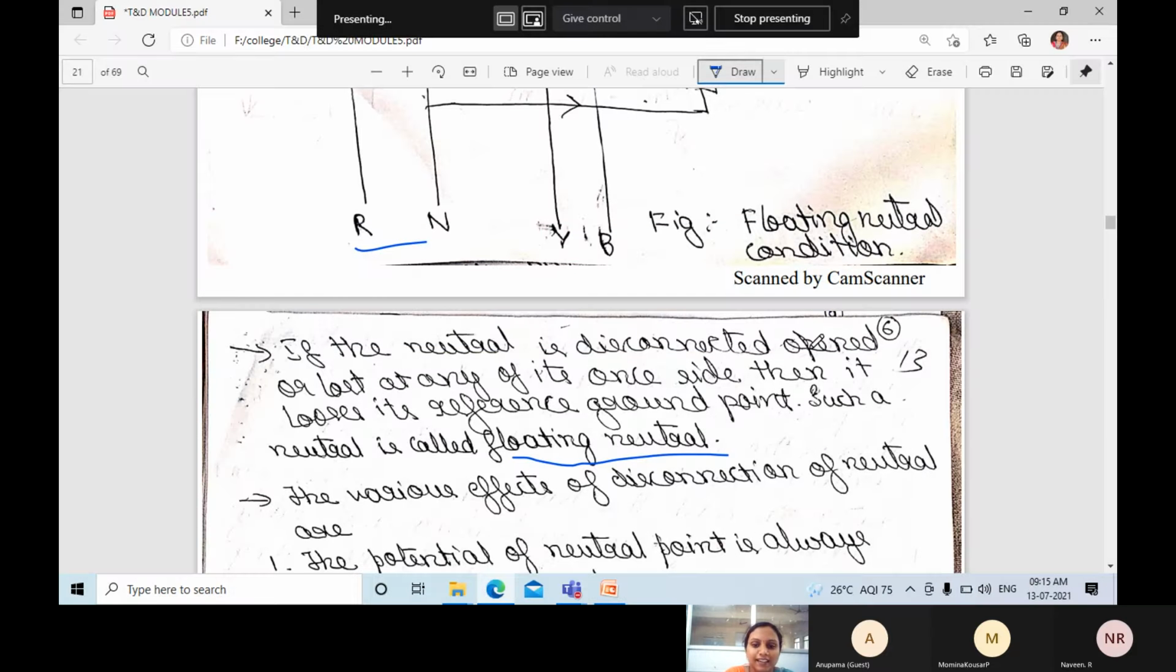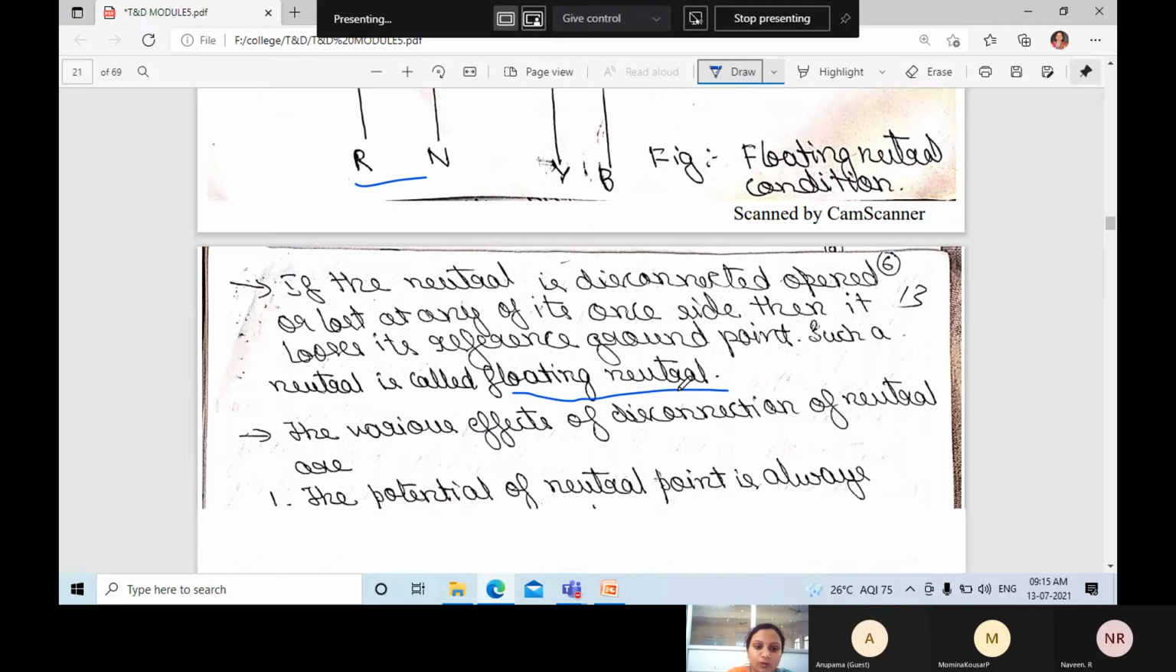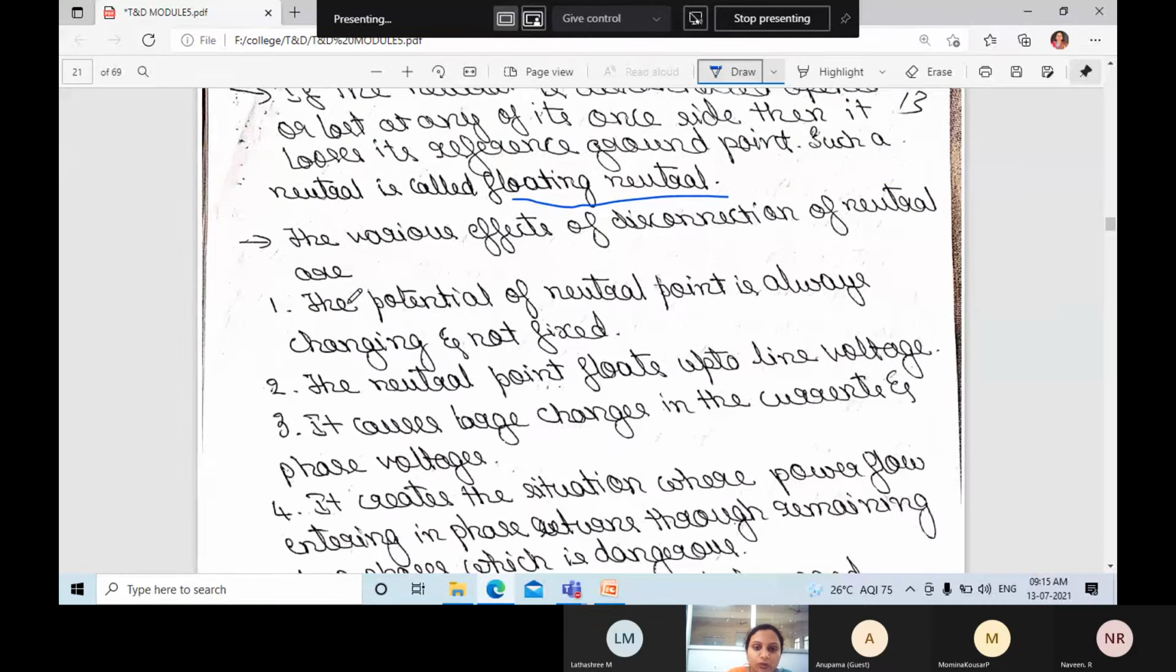If the neutral is disconnected, opened or lost at any of its one side, then it loses its reference ground point. Such a neutral is called a floating neutral. The various effects of disconnection of neutral are: the potential of the neutral point is always changing and not fixed. If the neutral is disconnected, what is the effect of that? What are the effects going to happen?